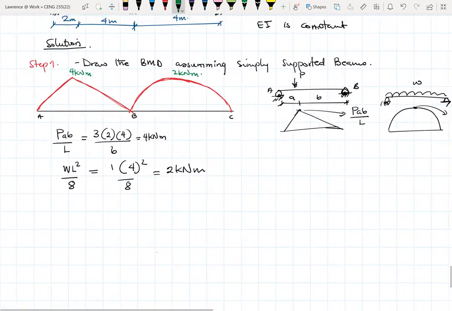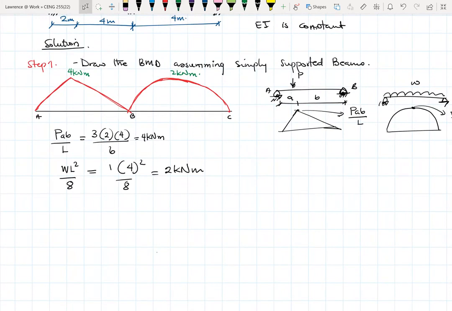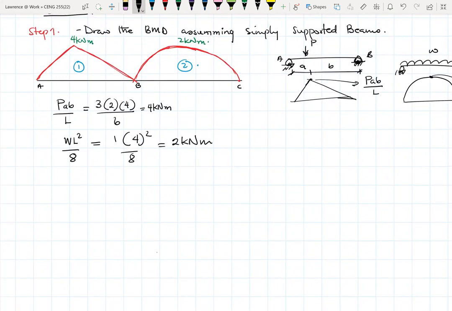So we have some information that we need. Now we can go ahead, and I can treat the left side as area 1 and the second one as area 2. Now let's find area 1. The first step, which is to draw the bending moment diagram, I have done. Now step 2 will be to find the variables used in the equations.